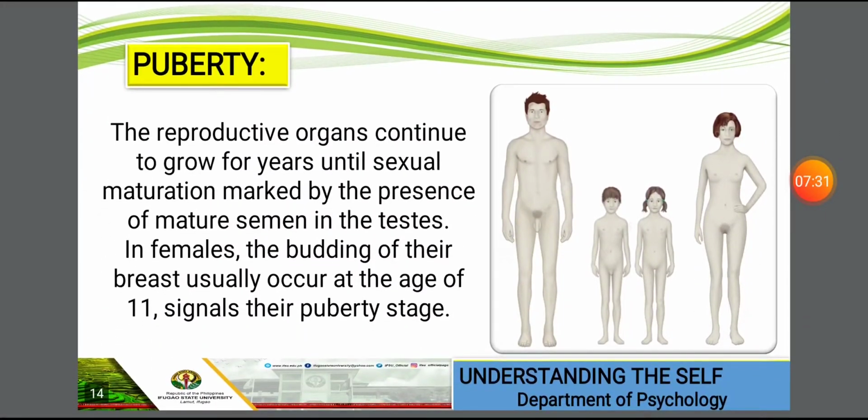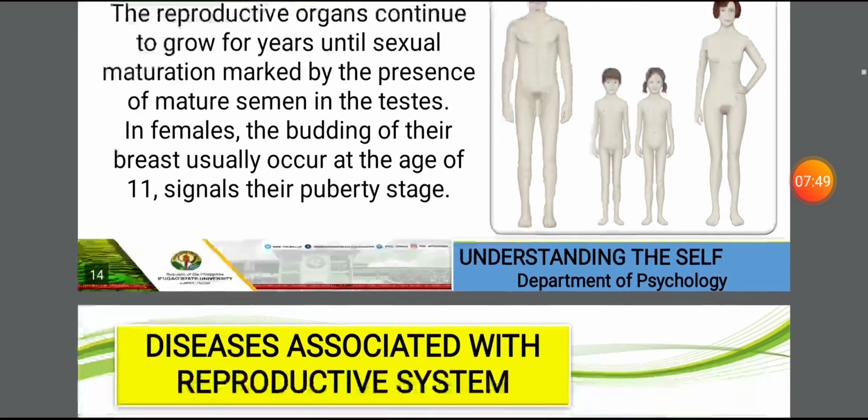And the reproductive organs continue to grow for years until sexual maturation marked by the presence of mature semen in the testes. In females, the budding of their breasts usually occurs at the age of 11, signals their puberty stage, okay? So as I've explained a while ago.